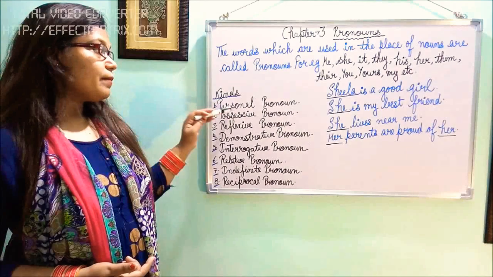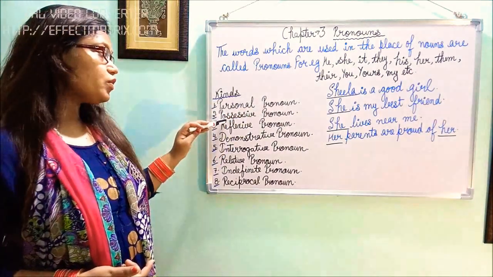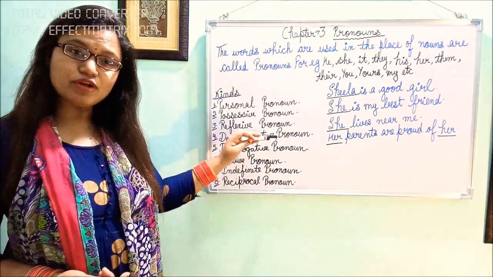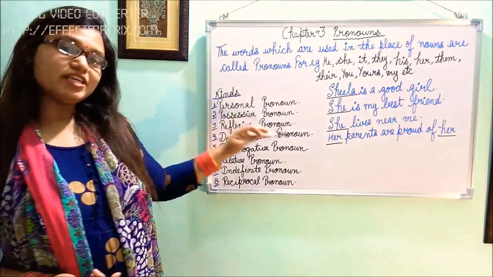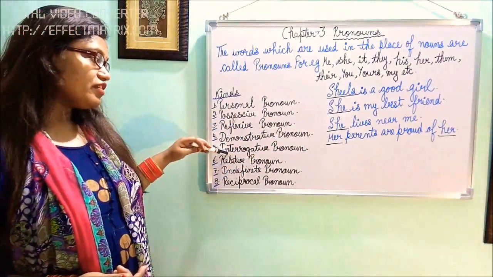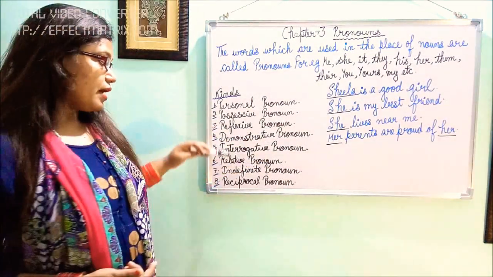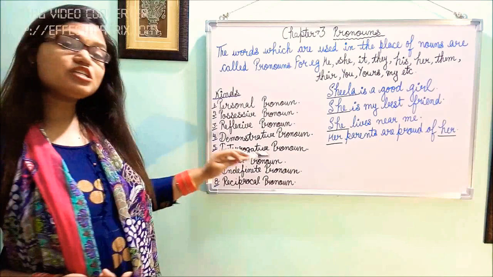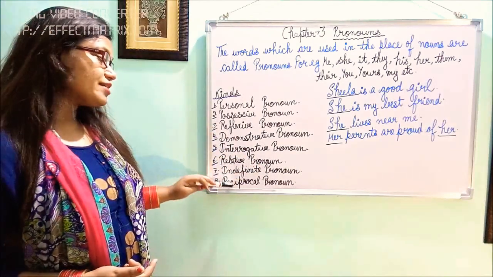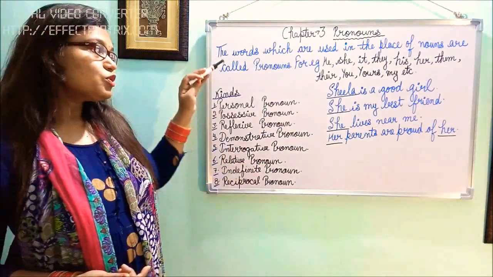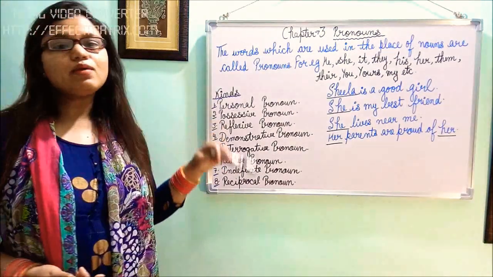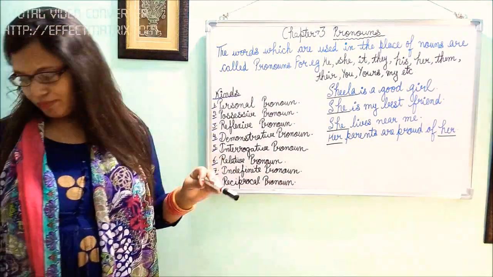So now here are the 8 kinds of pronoun. Number 1 is personal pronoun. Number 2 is possessive pronoun. Number 3 is reflexive pronoun. Number 4, demonstrative pronoun. Number 5, interrogative pronoun. Number 6, relative pronoun. Number 7, indefinite pronoun. And number 8, reciprocal pronoun. So now students, we will discuss these kinds one by one in full explanation.